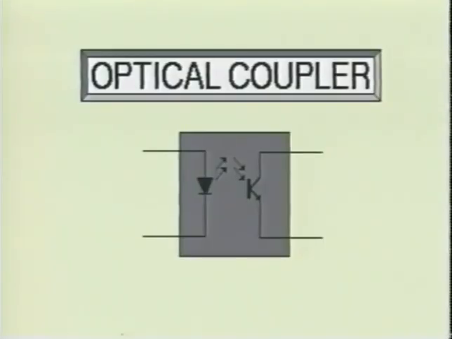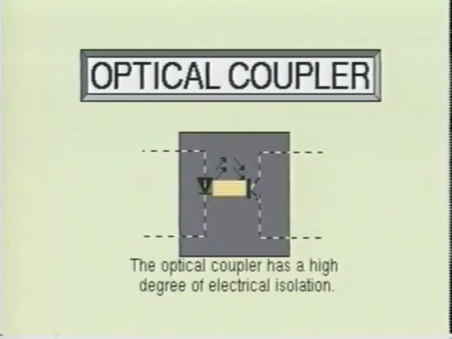Here we see an optical coupler. The optical coupler is simply a phototransistor and light-emitting diode combined in a single IC package. When current flows in the diode side of the device, the emitted light is directed toward the phototransistor's base area, which causes current to flow in the transistor. Since the coupling between the LED and phototransistor is purely optical, there is a high degree of electrical isolation.